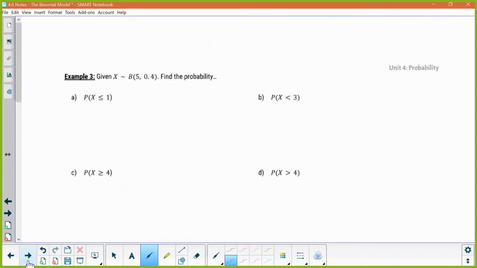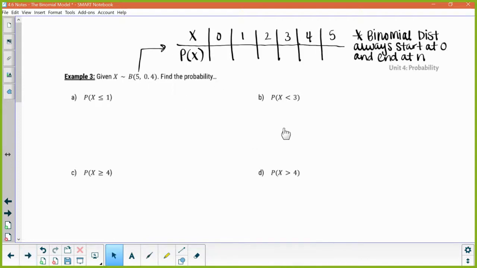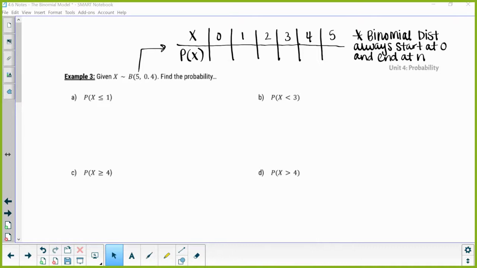Probability given x is binomial with 5 trials and a 0.4 probability of success. Again, I like to set up my table in a way so that I know what numbers are included, not included. Most of the time, I don't do a full-blown table. I'll do a number line similar to what I just did for the previous example, but basically know where your numbers start, know where they end, and then we're just going to try out some probabilities. So I want the probability that x is less than or equal to 1.